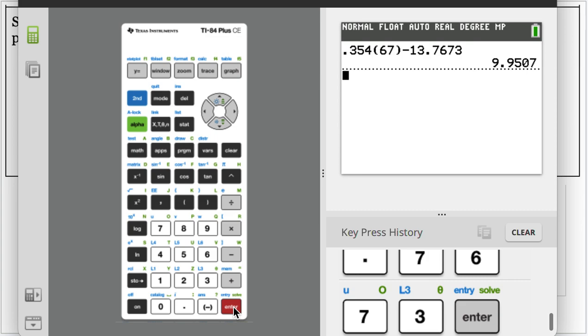So what that means for me is that if I had a student who was 67 inches tall, I would predict that their shoe size would be about 9.95, or however we're measuring the shoe size.